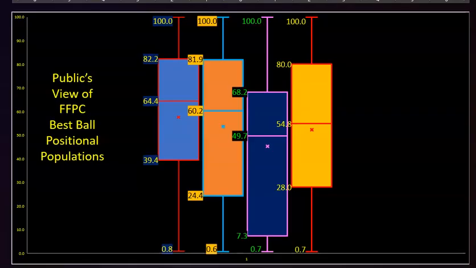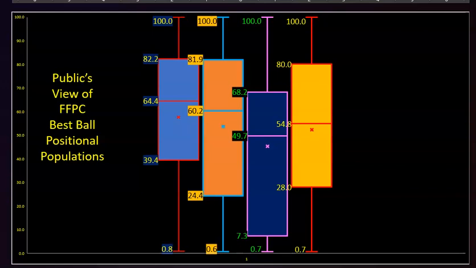There we go. Public's view of FFPC best ball positional base populations from 100 at the top to 0. And this is the old box and whisker. It's pretty much just a visual way to look at the landscape, right? It doesn't necessarily have predictive value. It's just a beginning to interpret what you need to do. So this is part of my process.